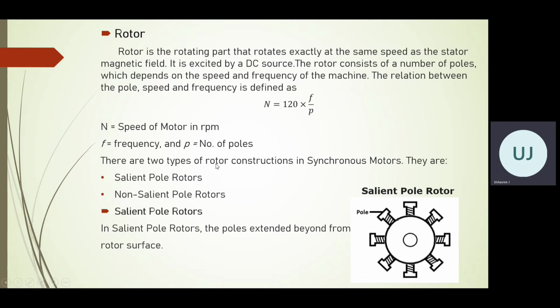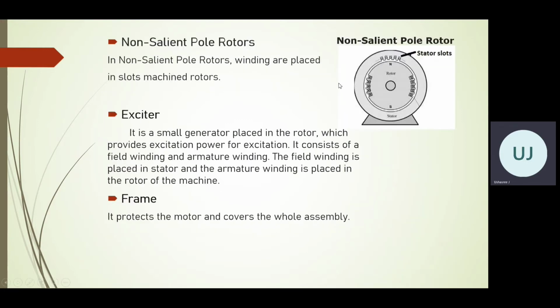There are two types of rotor constructions in this motor, that are salient pole rotors and non-salient pole rotors. In salient pole rotors, the poles extend beyond the rotor surface, and in the non-salient pole rotor, the windings are placed in the slots.